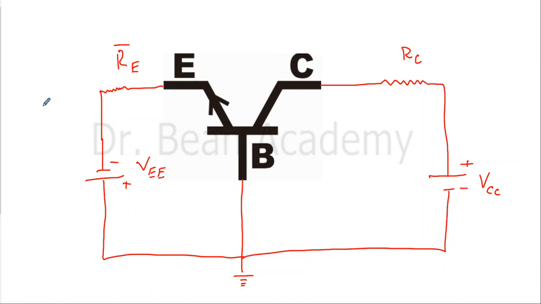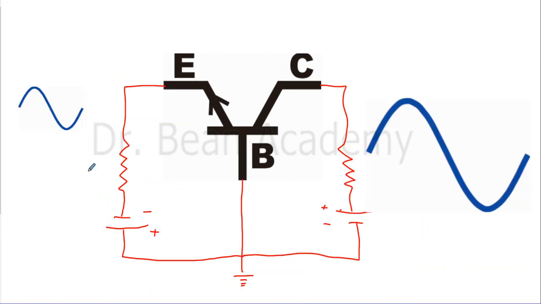So before ending this lecture, I want to tell you that the common base configuration is commonly used for voltage amplification. And the good news is that when you give this input signal, a sinusoidal input voltage signal, to this configuration, you get an amplified voltage signal. And the good news is that this is not 180 degrees out of phase. So the phase of the output signal is the same as the phase of the input signal, and of course it is amplified.